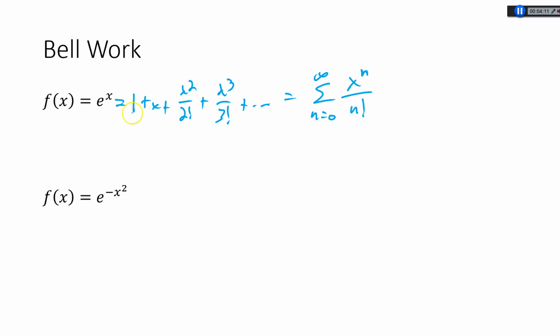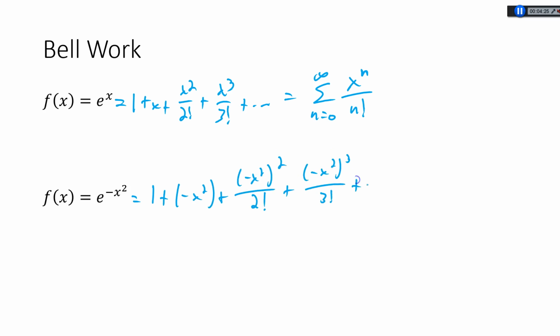Now here, once again, all we're going to do is replace all those x's with a negative x squared. So we're going to have 1 plus, I'll write this in parentheses, negative x squared plus negative x squared squared over 2 factorial plus negative x squared cubed over 3 factorial, and that'll keep going. Write a general term for that. Well, let's write this out a little prettier. So we have 1 minus x squared, this one would be positive x to the 4th over 2 factorial, and then we would have minus x to the 6th over 3 factorial, and that'll keep going.